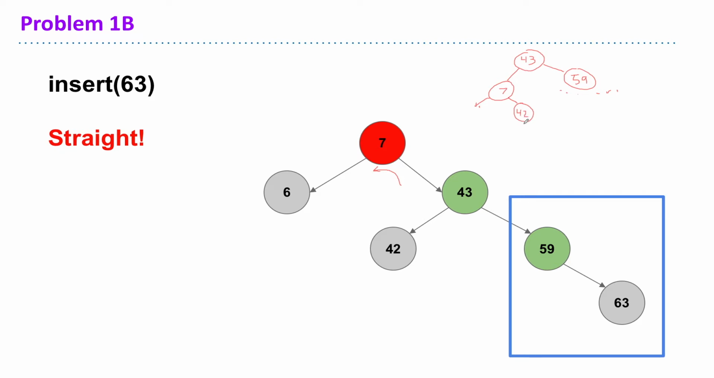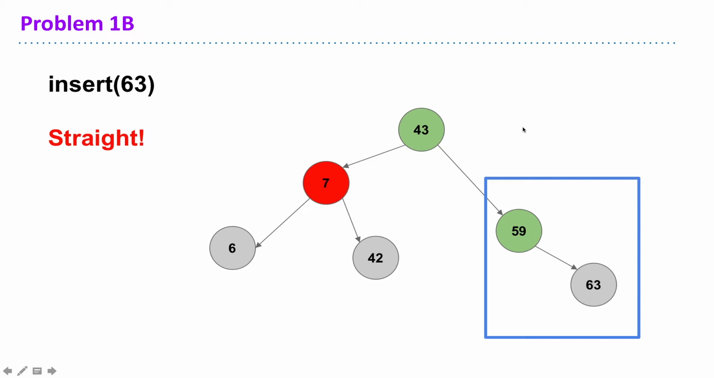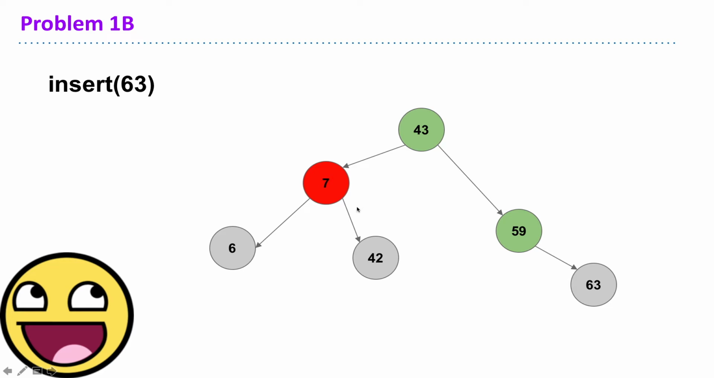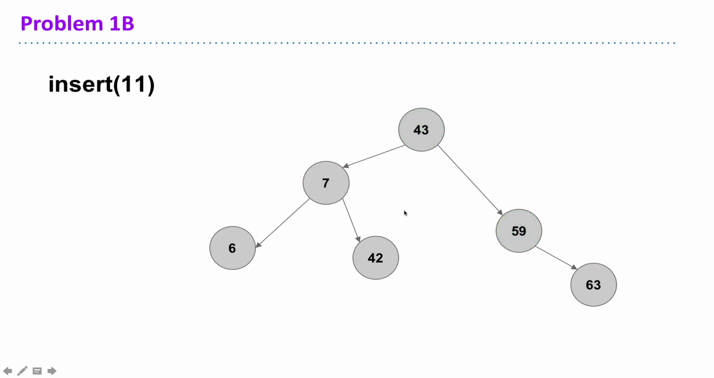Okay, cool. So the rotation ends up looking like this. So we dragged 43 up and then we stuck 42 to be the right child of 7. And now that we've done this rotation, we're done with this node. Okay, cool. So the next thing that we might want to insert is 11.